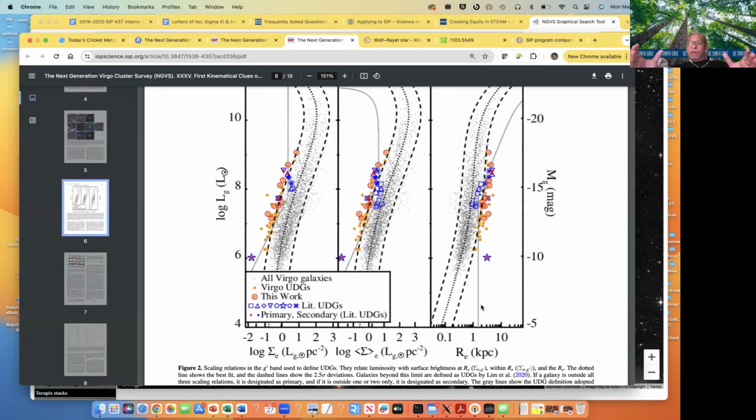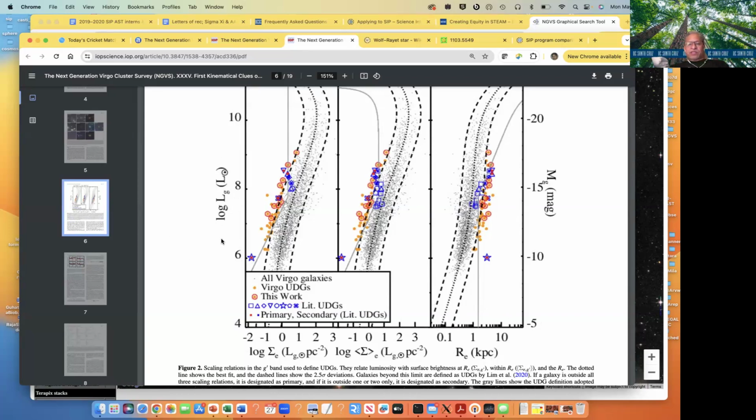So what people do is, the integral is finite. The total amount of light is finite, even though it extends out to infinity. So you can ask at what radius is half the light contained, and that's called the effective radius, RE. And that's what's on the x-axis here.